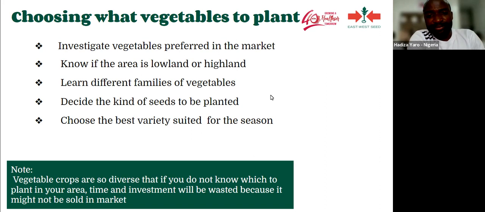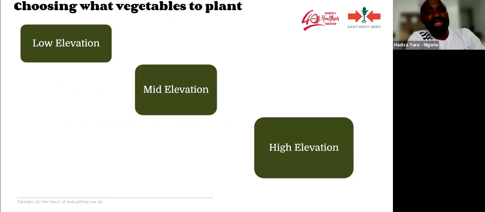So the next slide is choosing what vegetable to be planted. This is just telling us about the elevation, be it low elevation, mid elevation, or high elevation. I've explained earlier that there are some crops that are suited for the low elevation, the mid elevation, and the high elevation. By knowing your area very well, you know, okay, this is the best thing to plant on my land.